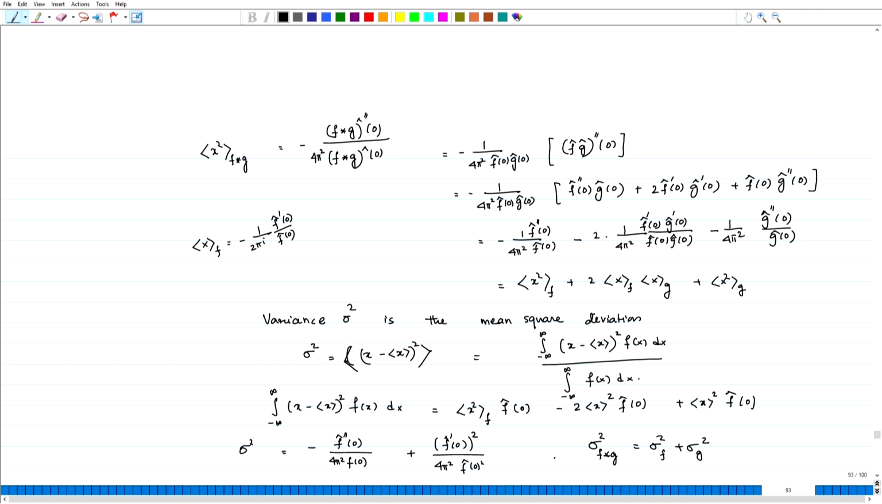So, now what it also says is that the variance of f convolution g is the sum of the variance of f and the variance of g. The standard deviation actually does what? It measures the spread of the function. So what it says is that the spread of the function increases if we are considering a convolution.